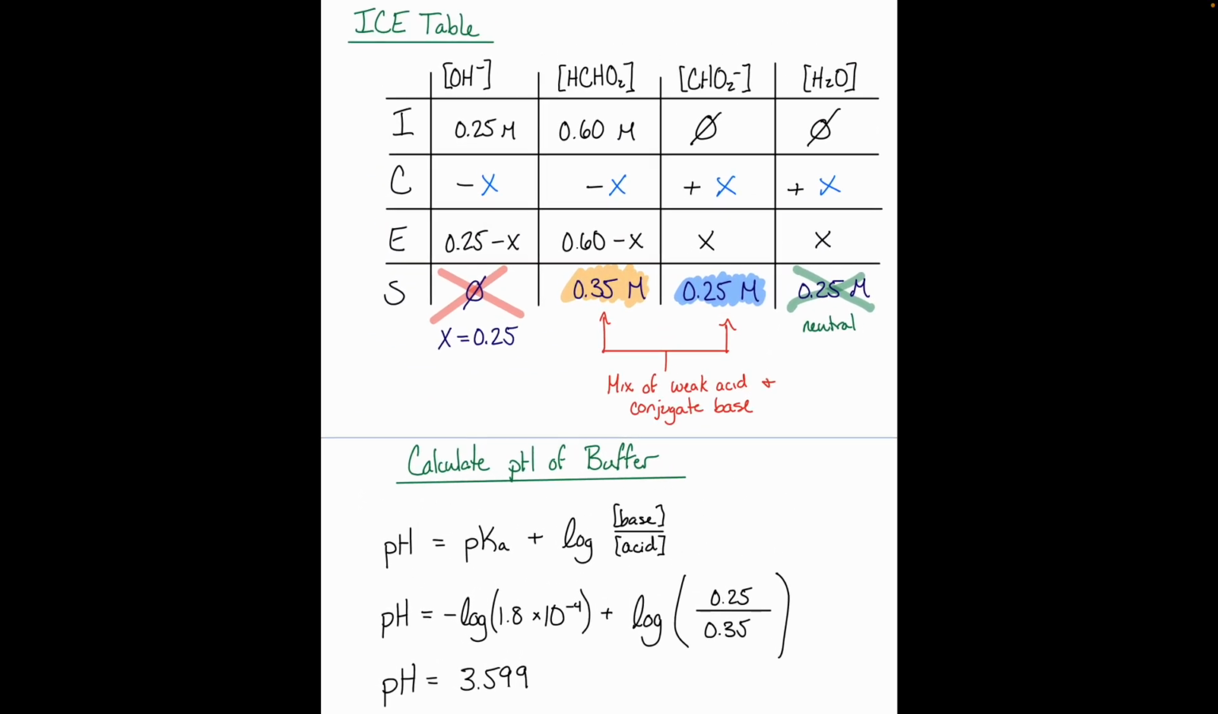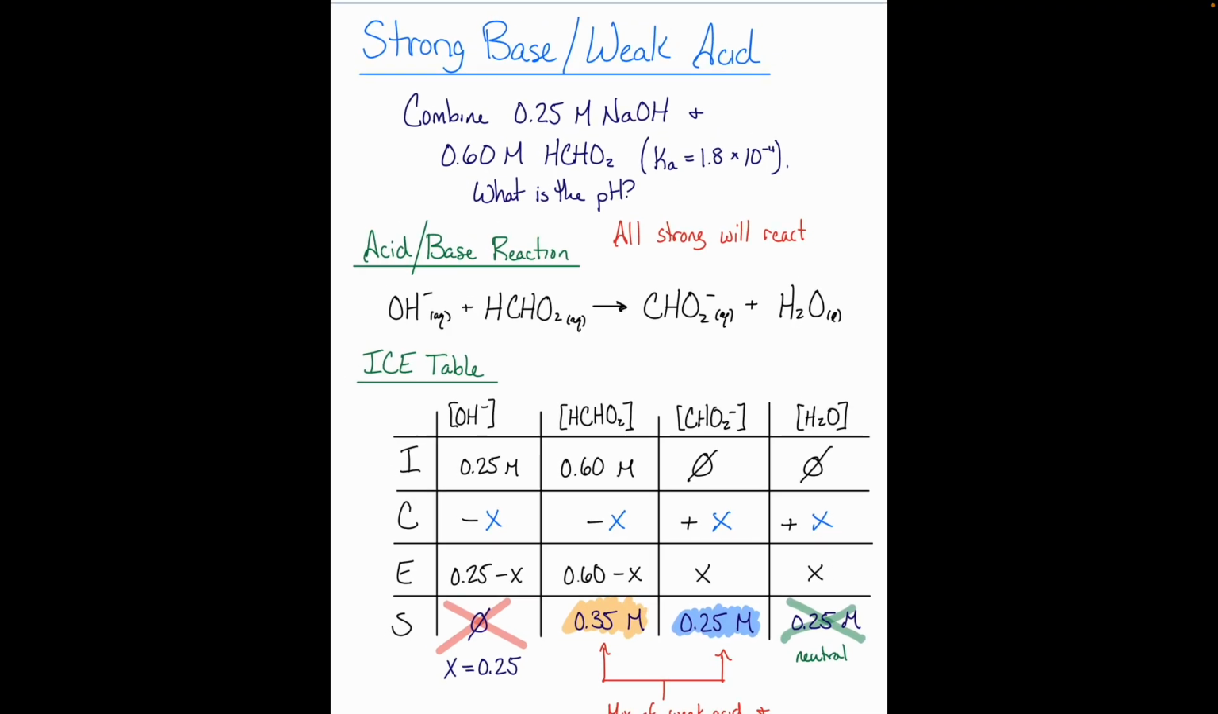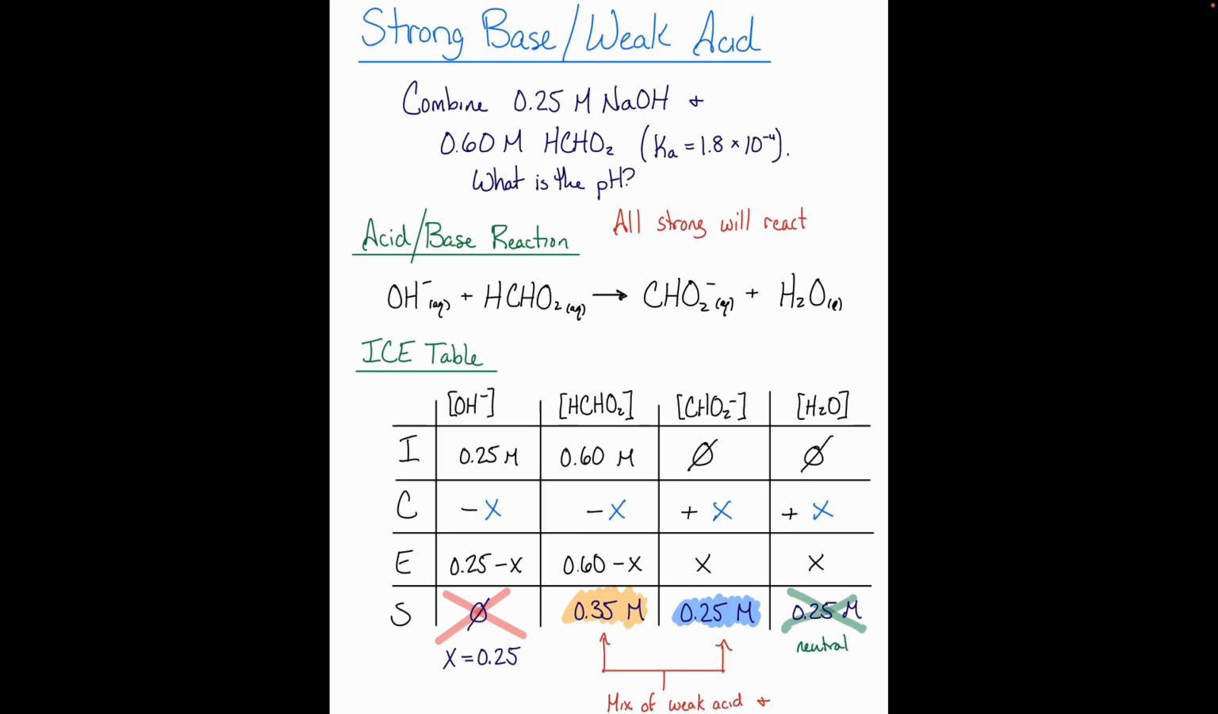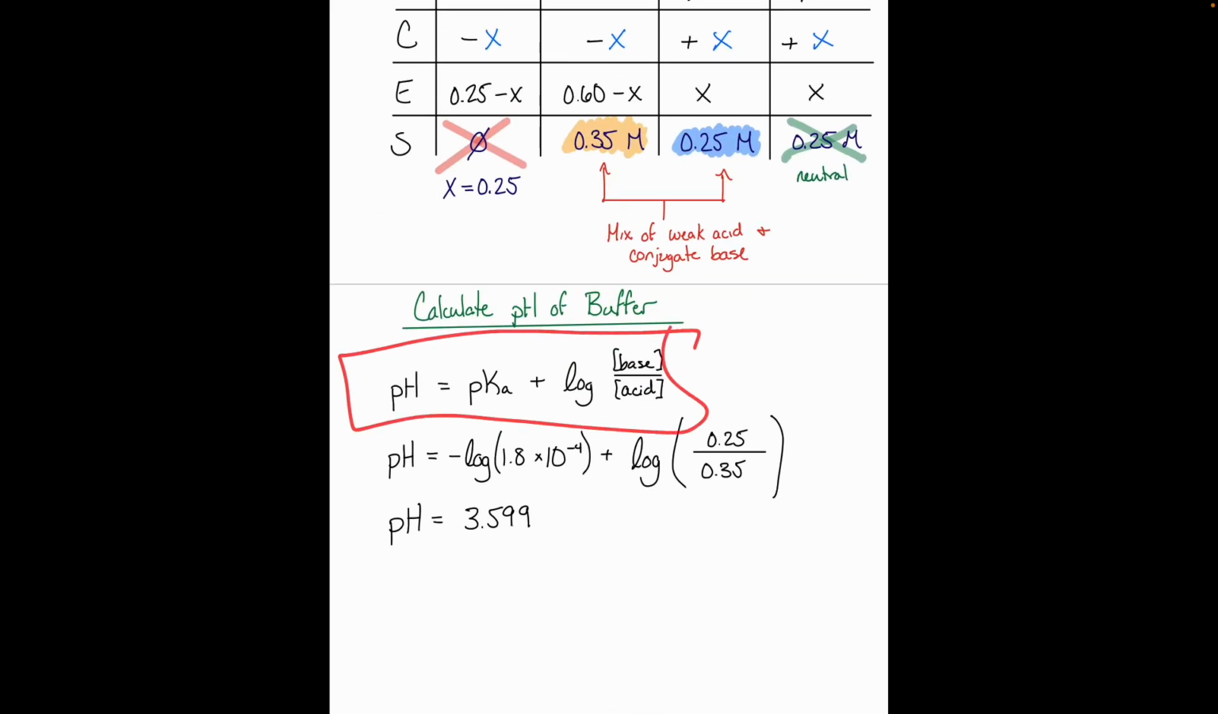Cool. So we did our strong base with a weak acid. Our strong base was limiting here, so all of that got used up in this reaction, leaving us with a mixture of that weak acid and its conjugate base, what we call a buffer solution. So when we went to calculate our pH, we used our Henderson-Hasselbalch equation that we can use for buffer solutions.